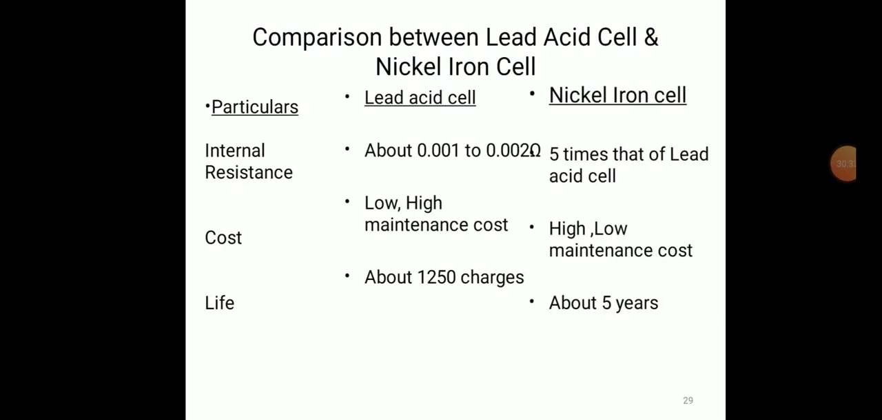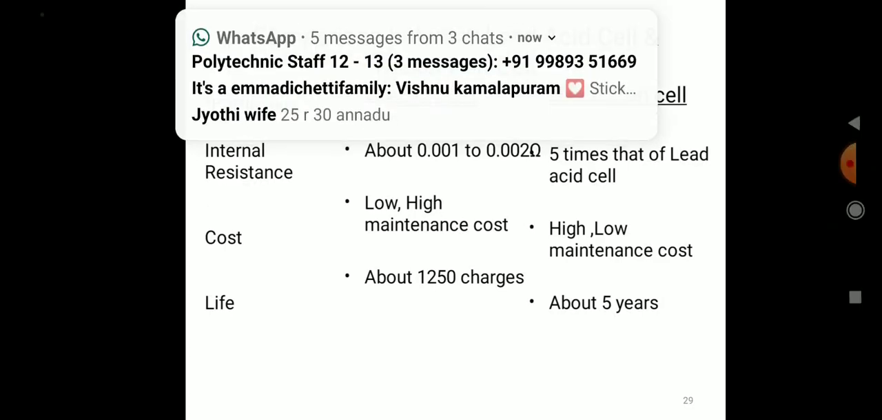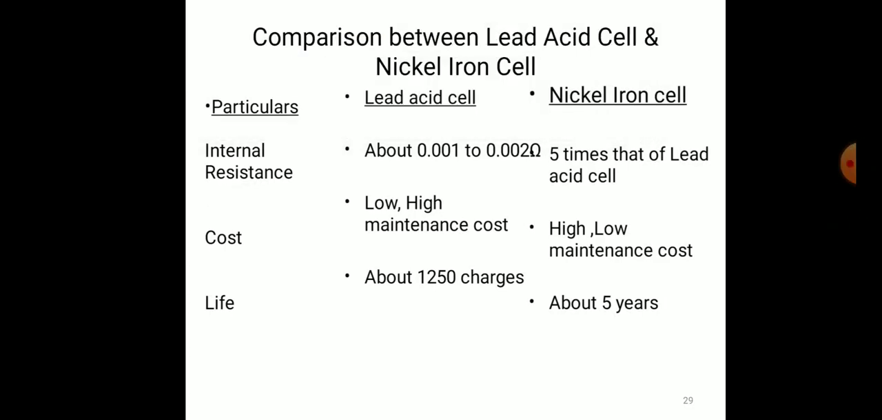The cost of the lead acid cell is low and the nickel iron cell is high, but the maintenance cost of the lead acid is high, while the nickel iron cell maintenance cost is low. That is the main difference, the main feature. The cost is high but the maintenance is low for the nickel iron cell. That's why we sometimes prefer the nickel iron cells.